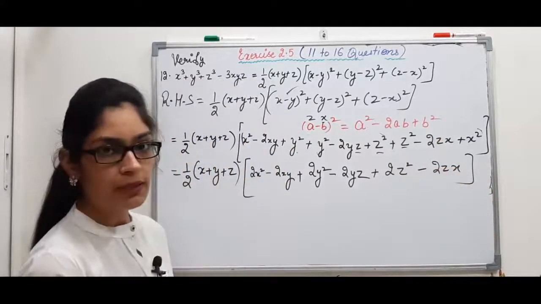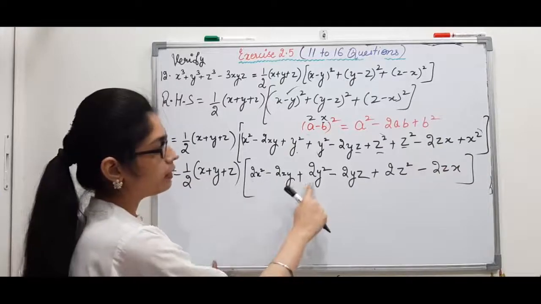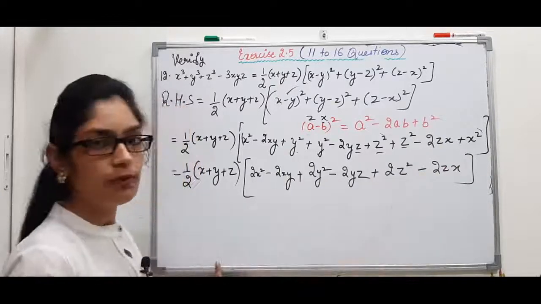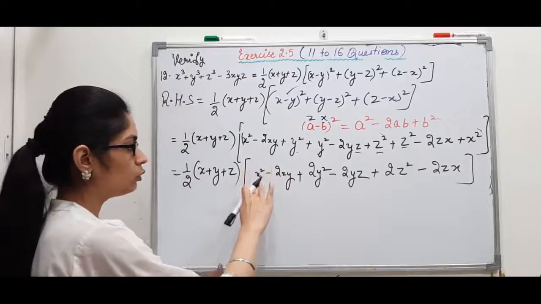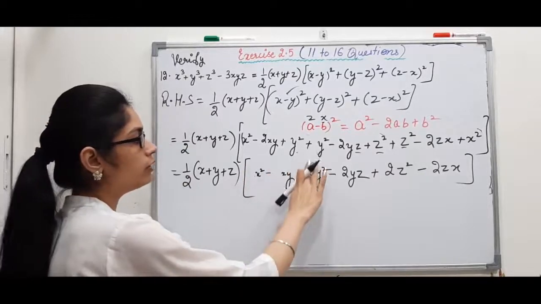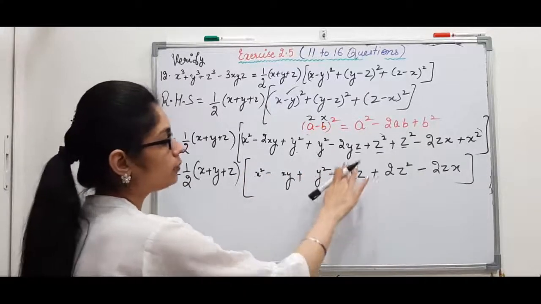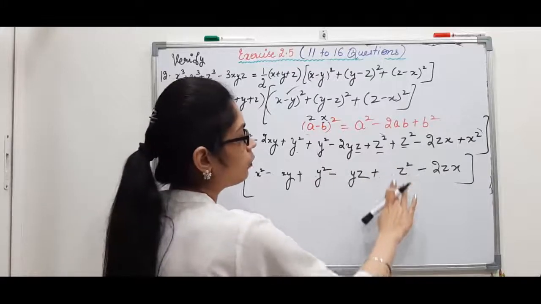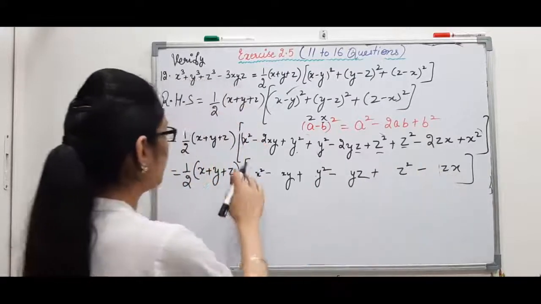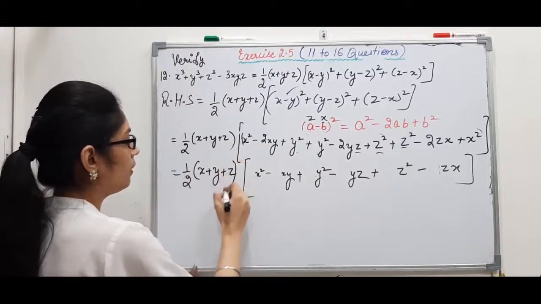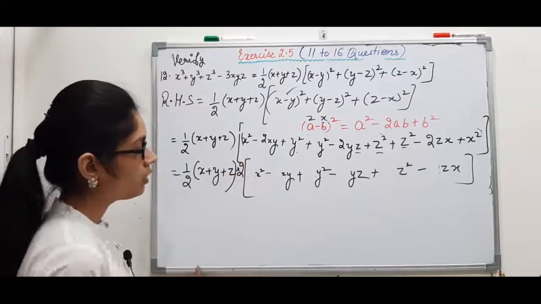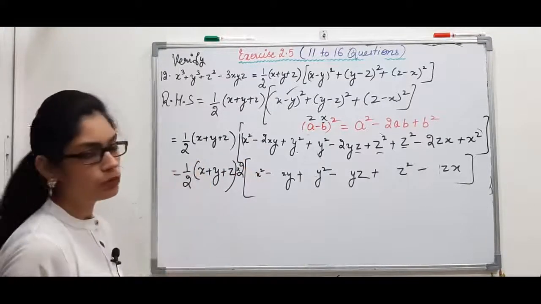Now you just have to see one thing. See, 2 is present in all the terms. So instead of writing 2 so many times, we will just write 2 outside this bracket. We'll just take 2 common and write it here. You can write here also, it's your wish.